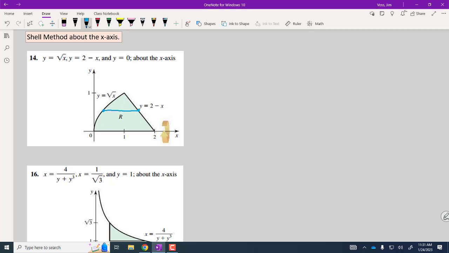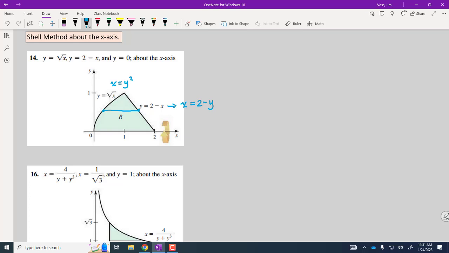Wait, does that mean that we have to solve for? So this means that if we're going to use a horizontal element, we're going to use a dy, which means we want to solve each of these curves and make them x values instead of y values, right? So as soon as we have a horizontal element there, the length of that horizontal element is a change in x. So we are going to want to take each of these functions and rewrite them as x values. So here we're going to have x equals 2 minus y. And here we're going to have x equals y squared.